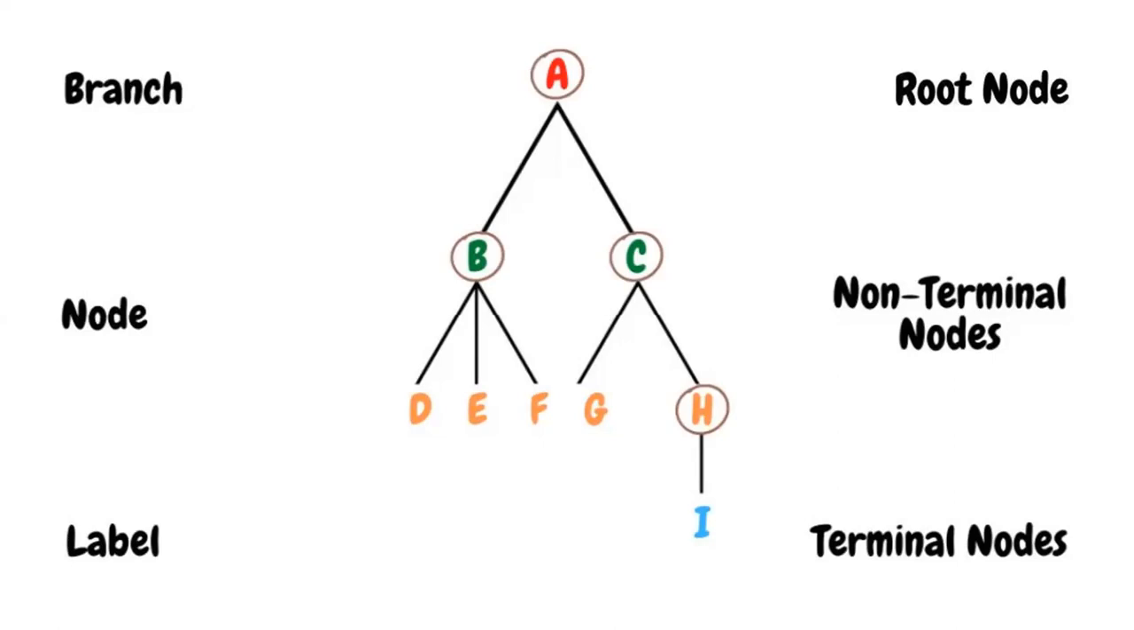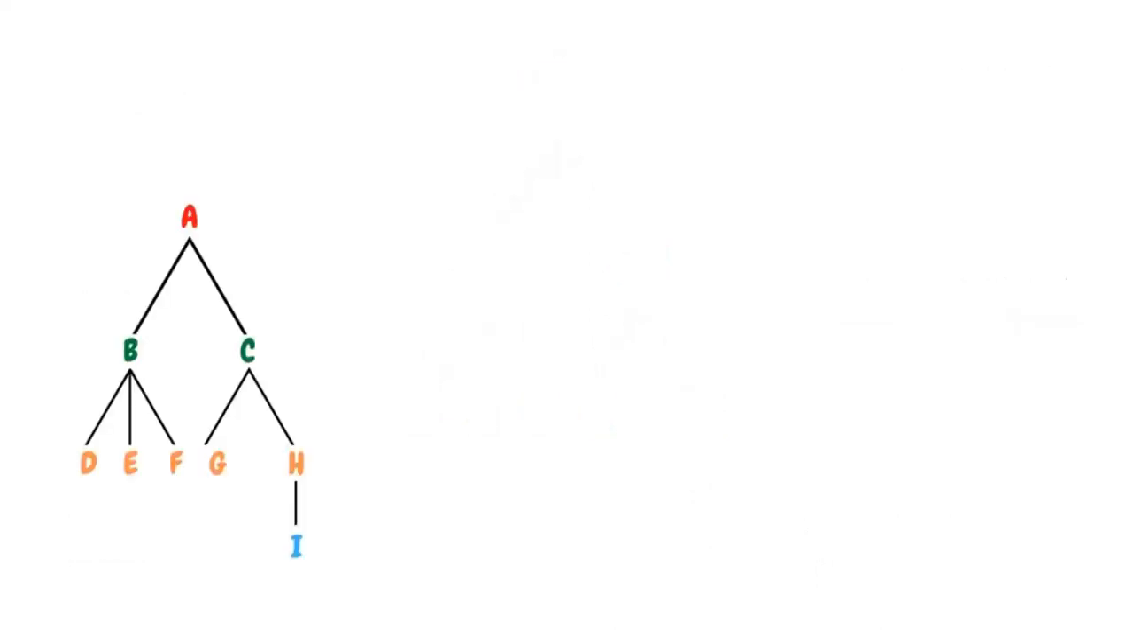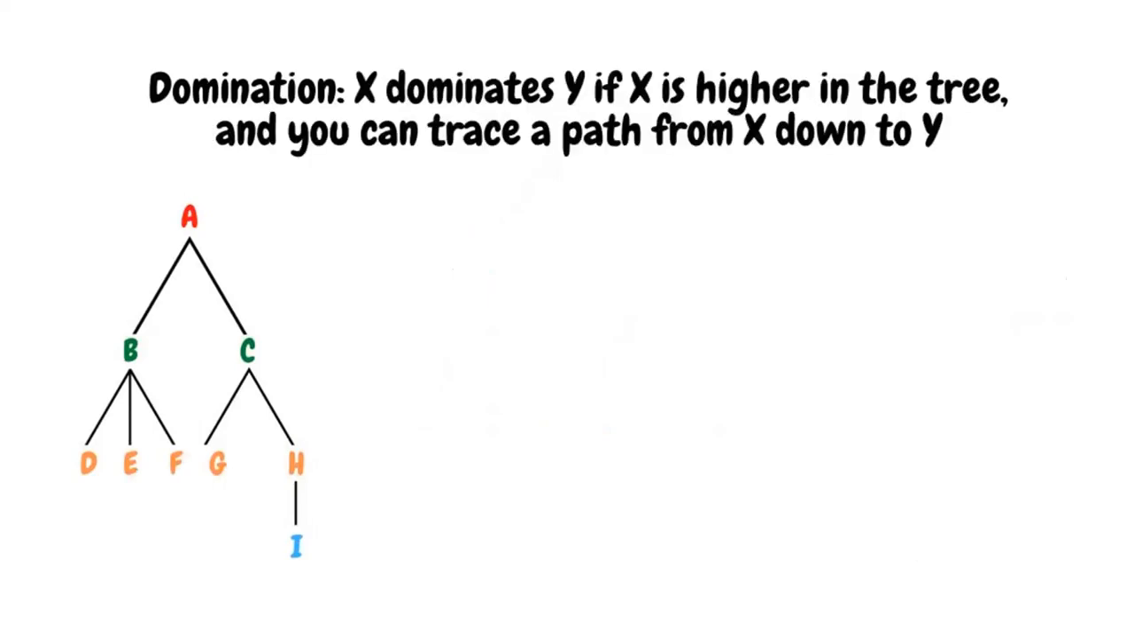So now that we have the basic terminology done, we can talk about how these nodes relate to each other. So, domination. And domination here is a really fancy mathematical definition of domination. So X dominates Y if X is higher in the tree, and you can trace a path from X down to Y. Let's talk about A.